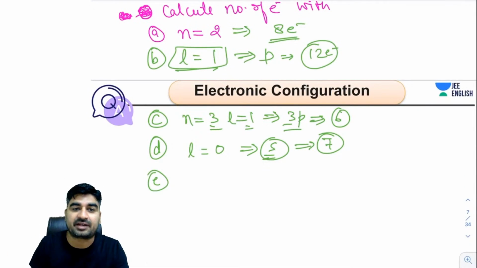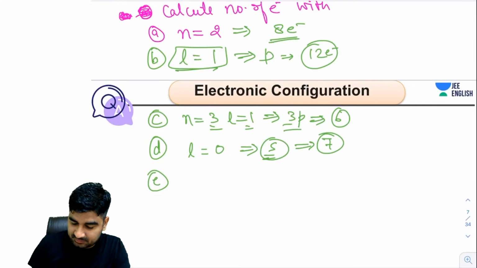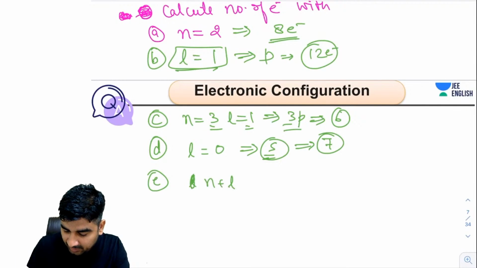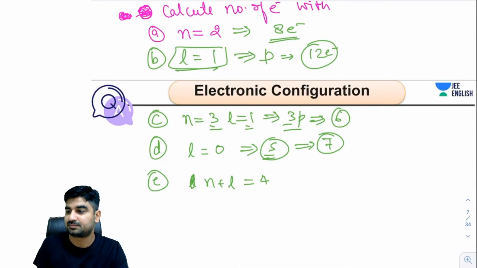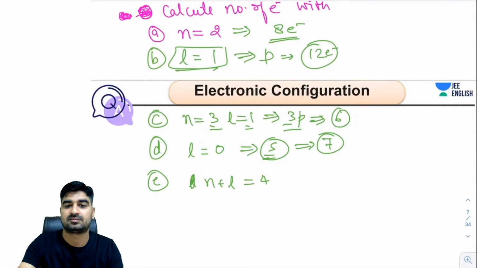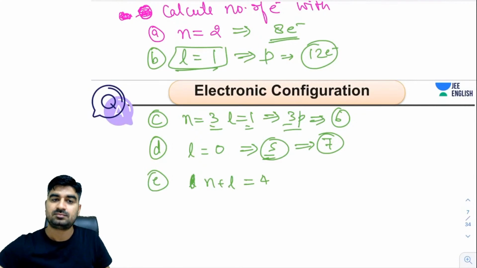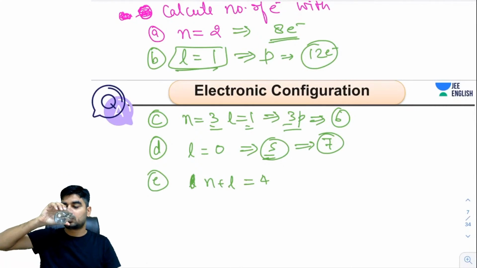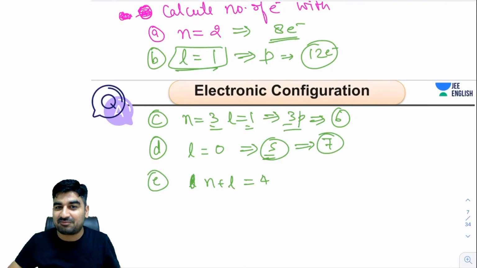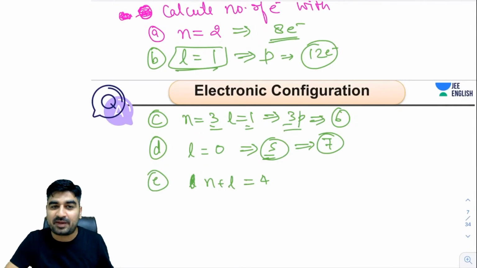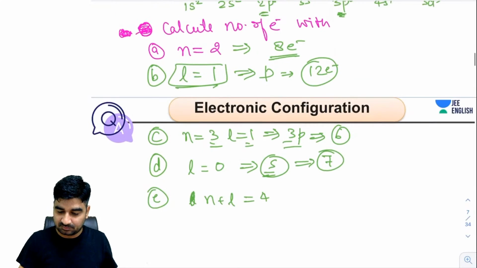So next, let's take it. If I take n plus l is equal to 4, just tell me. It's a bit tough. Its answer will not be as fast as you are giving.